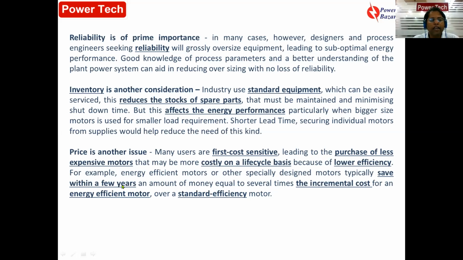But if you go for higher premium or super efficiency motors, what will happen? You might have incurred some incremental cost, but since the losses are low or efficiency is high, it will take lesser input energy, due to which there will be a lesser electric bill, and you will be able to recover the incremental cost of that energy efficient motor within a period of 1 to 2 years. So we should always select a good energy efficient motor instead of a standard efficiency motor.